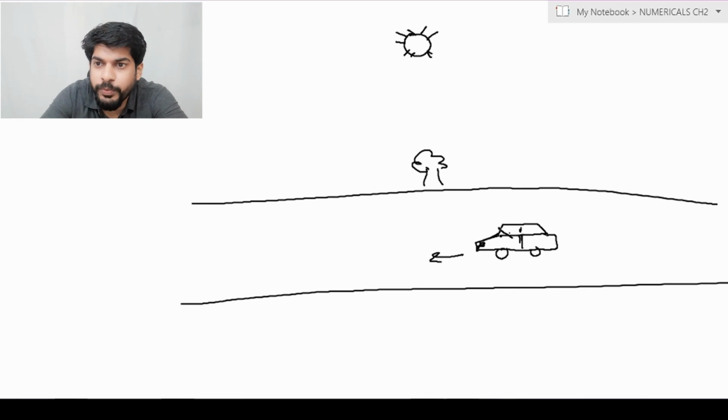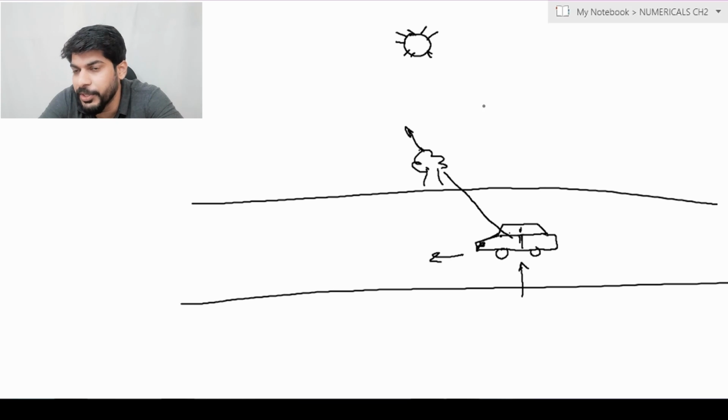So when you observe this tree from here, when you are at this position, you will find it to be here in this direction with respect to the sun, but you will find that the sun is in a particular direction.